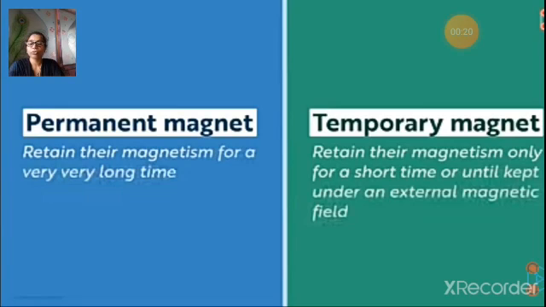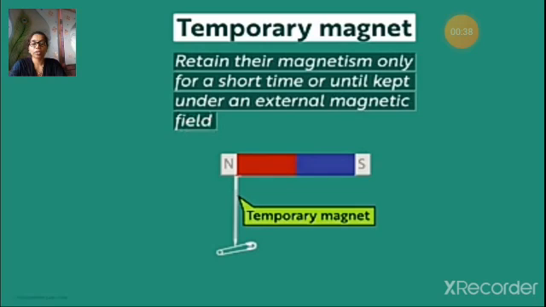Magnets are of two types: permanent magnets, which retain their magnetism for a very long time, whereas temporary magnets retain their magnetism only for a short time or until kept under an external magnetic field. We will talk about the temporary magnet first. When removed from the external magnetic field, they lose their magnetism.